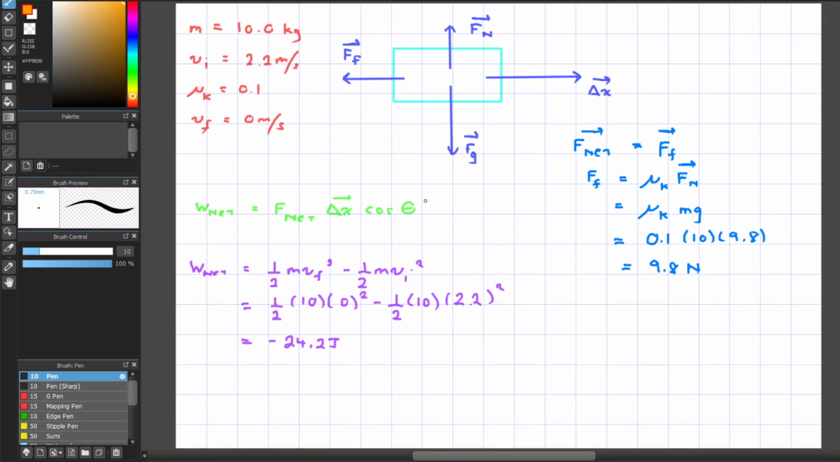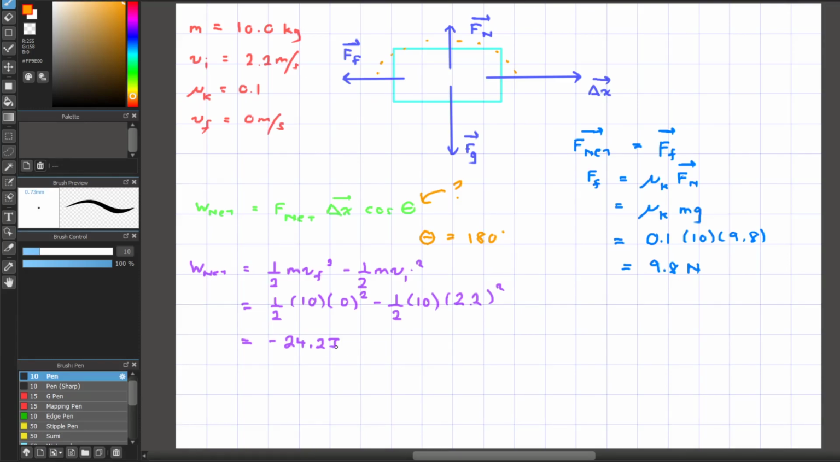The last part we're missing is the angle. Though it's not explicitly stated, we can deduce it from our free body diagram. The angle is the angle between the net force and the displacement vector. We already identified the net force to be the force of friction, which is pointing to the left, and the displacement vector is pointing to the right. Based off of those two observations, we can say the angle between the force of friction and delta x is going to be 180 degrees.